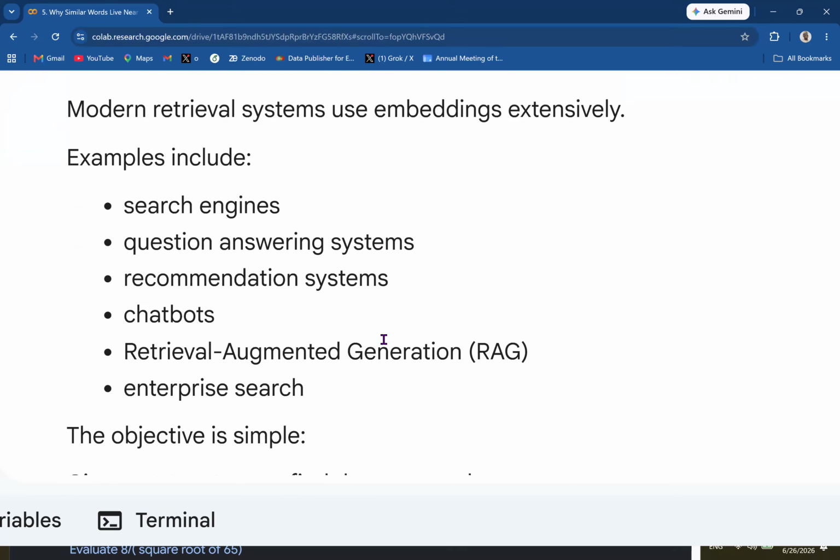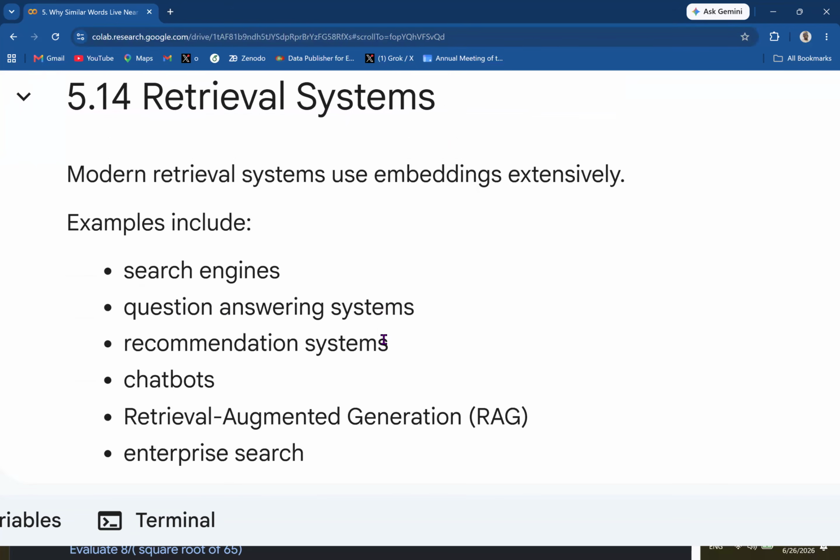Now, let's talk about retrieval systems. Modern retrieval systems use embeddings extensively. Examples include search engines, question answering systems, recommendation systems, chatbots, retrieval augmented generation, and enterprise search. Imagine search engines, right? Google and any search engine you can think about. Then question answering systems, recommendation systems, and all of that. They use embeddings extensively.